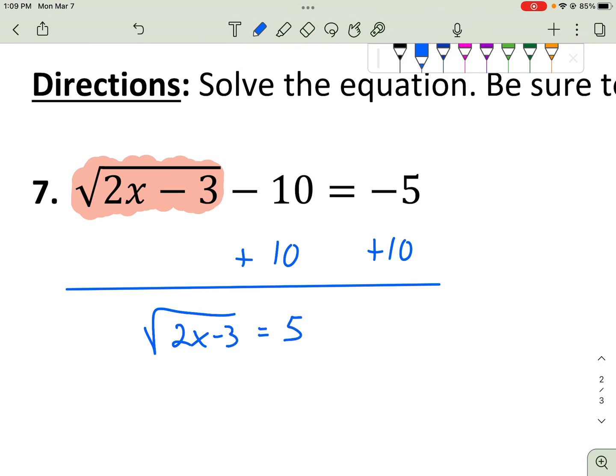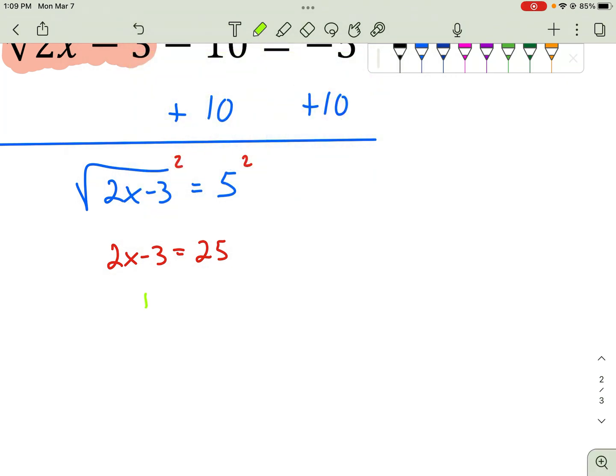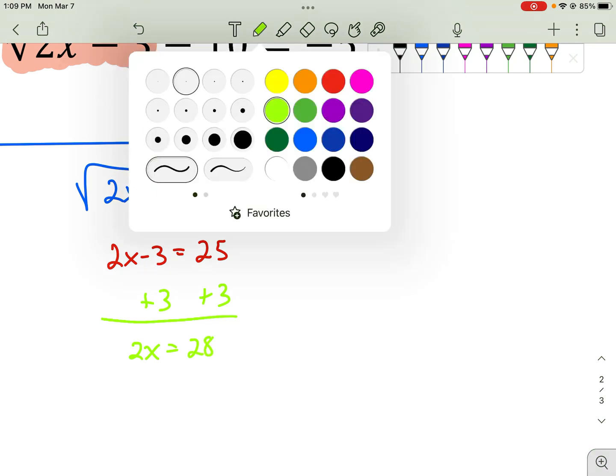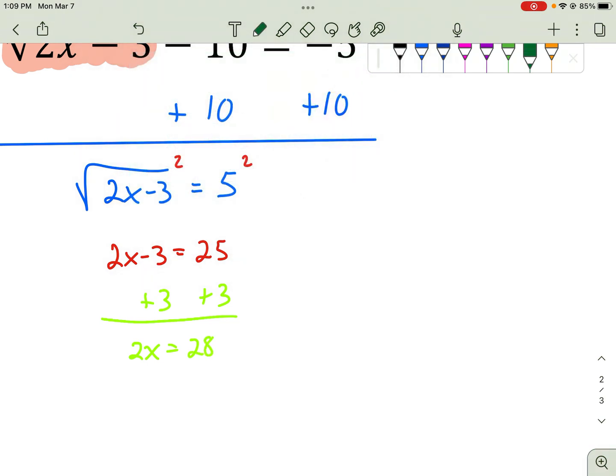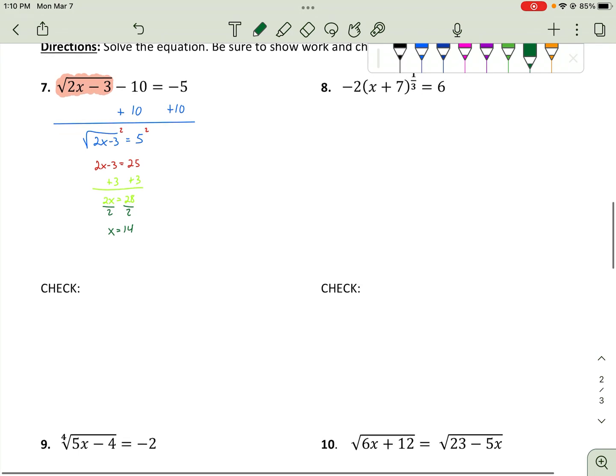Now to get rid of that square root, we have to square both sides. So we square, and the square root goes away. 5 squared is 25. Now you have a very basic Algebra 1 equation that you should be familiar with. Add 3, 2x equals 28. Divide by 2, and you get x equals 14. Okay, you have to check it.